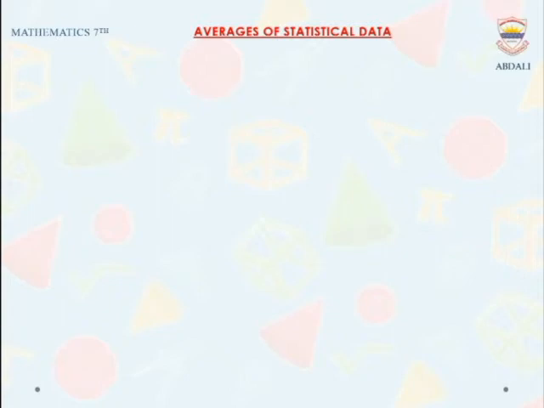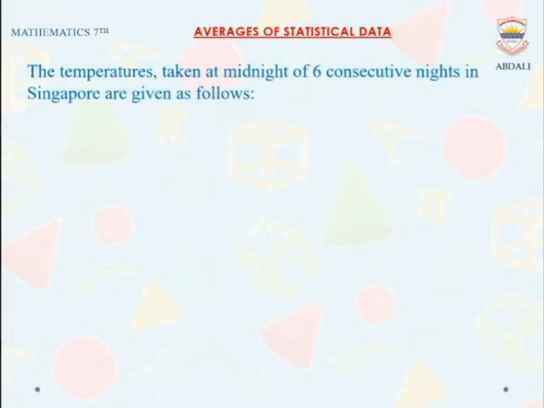So the question is, the temperatures taken at midnight of 6 consecutive nights in Singapore are given as follows, which is 22 degrees centigrade, 27 degrees centigrade, 26 degrees centigrade, 28 degrees centigrade, 27 degrees centigrade and 23 degrees centigrade. So class, there is no need to be confused by degree centigrade. It is only the unit for temperature. You will use your values as simple numeric values.